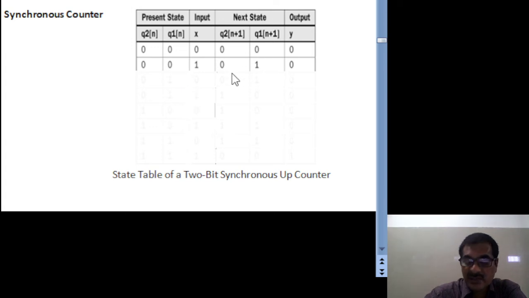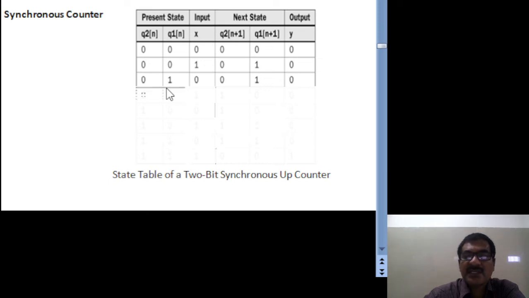Okay, right? So now let us assume the present state is 0 1. For x equal to 0, what will happen? It maintains the same state 0 1, and the output is 0. Suppose the current state is 0 1 and the x value is 1, that is, the input is 1. When the input is 1, what happens? It changes its state to the next, that is, from 0 1 it goes to 1 0 state, and the output is 0.